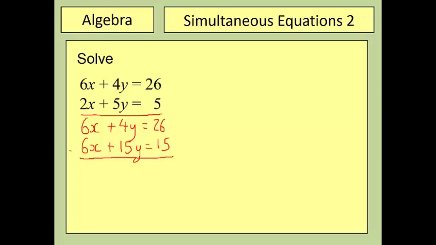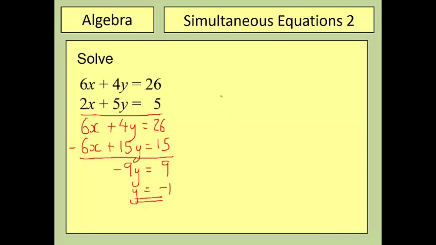They're both positive, so we subtract. 6x, take away 6x is 0x, so that's gone. 4y, take away 15y is negative 9y. And then 26, take away 15 is 9. So we end up with negative 9y equals 9, in which case y is negative 1.